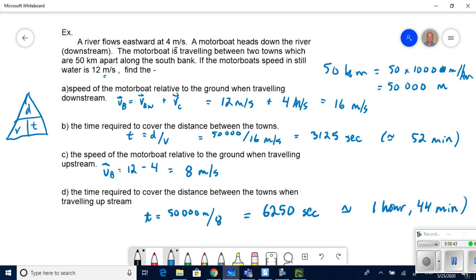So that's basically how I understand that, and we want to make sure we understand that downstream is with the current, and upstream is against the current. All right, let's get on to the next one.